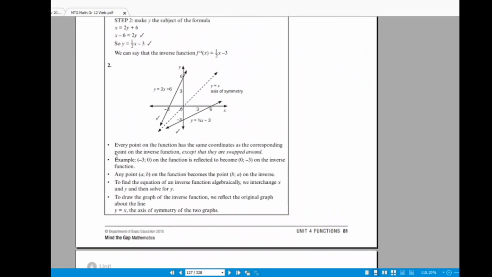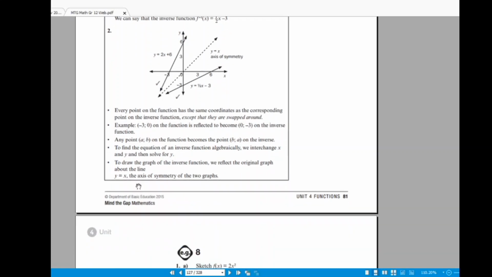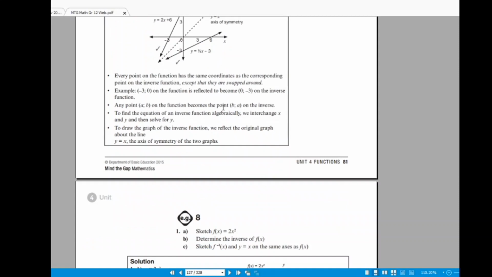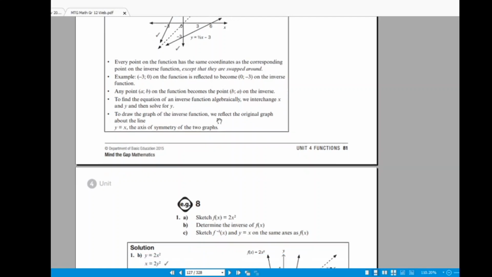Okay, and then some properties of the inverse function. Every point on the function has the same coordinates as the corresponding point of the inverse function, except that the coordinates are swapped. So when you are given a graph of a function, to sketch the graph of the inverse, you just swap the coordinates, right? The x coordinate becomes the y coordinate, and the y coordinate becomes the x coordinate. For example, the point (-3, 0) on the function becomes (0, -3) on the inverse function. Any point (a, b) on the function becomes the point (b, a) on the inverse function, because we are interchanging x and y. To find the equation of the inverse function algebraically, we interchange x and y and then solve for y, that is, make y the subject of the formula.